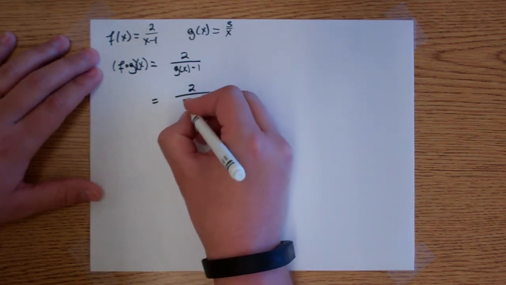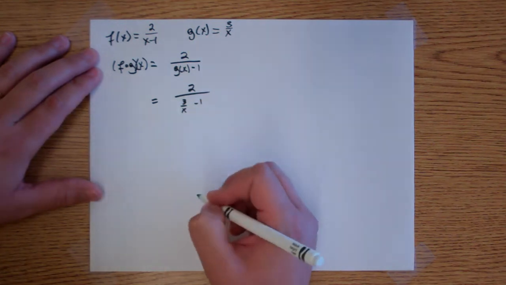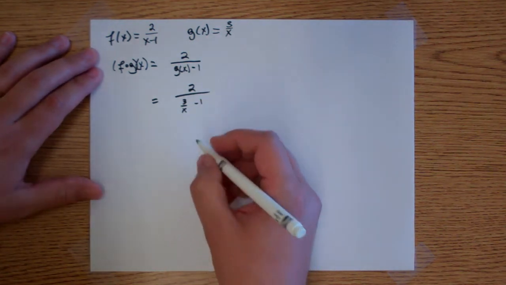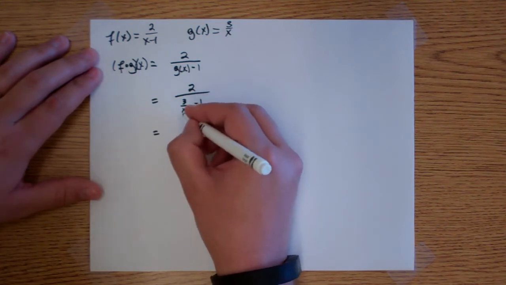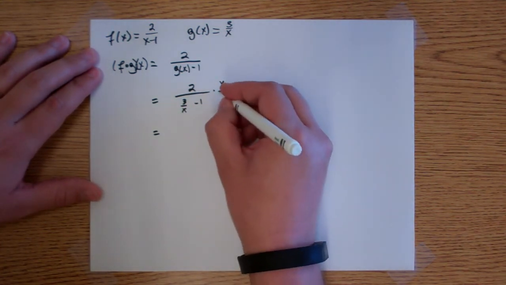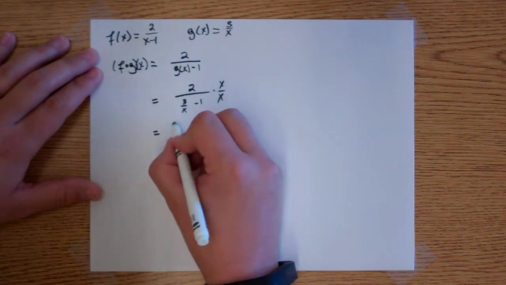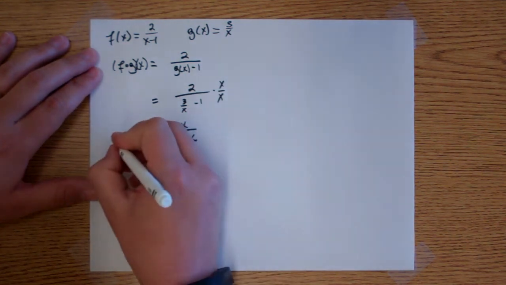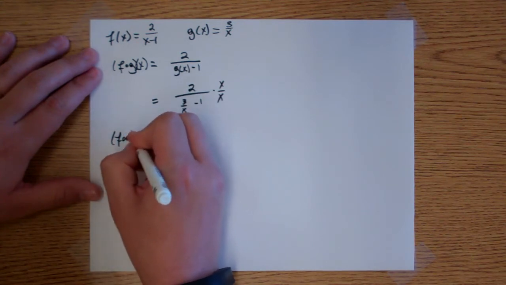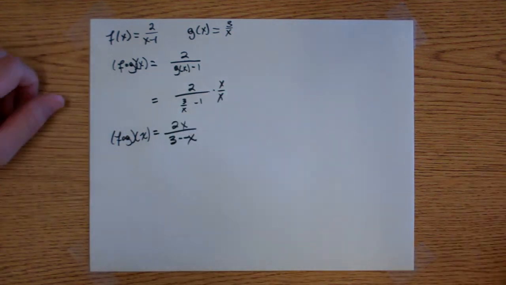So it should be 2 over 3 over x minus 1, which simplifies out to, because you multiply top and bottom by x to get rid of the fraction here. So times x over x to get rid of the fraction. So we're going to have 2x over 3 minus x. All right, that is our f composition g of x.